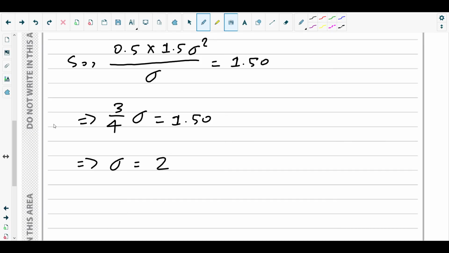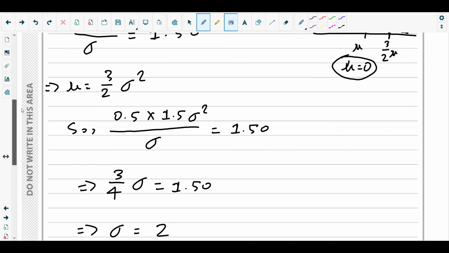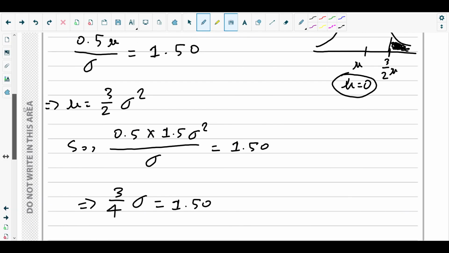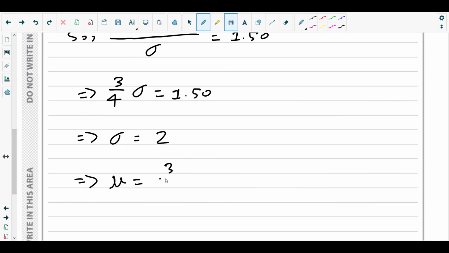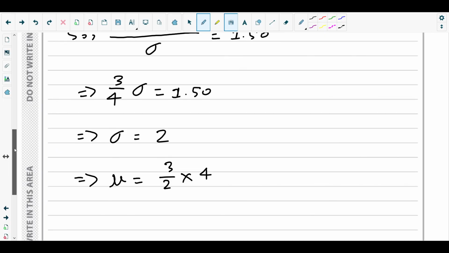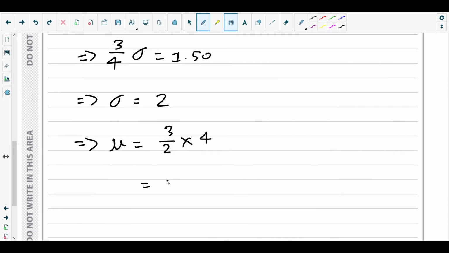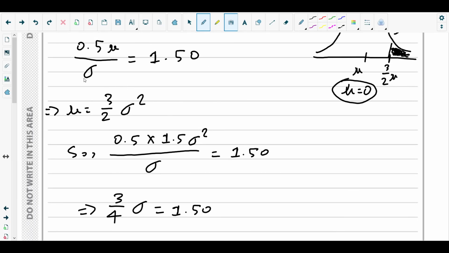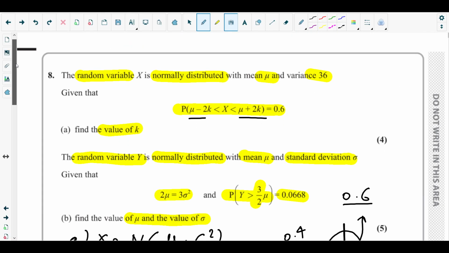Done. Next we need the value for mu. Since the question asked for the value for mu also, mu is the mean. So mu equals 3/2 sigma squared. So 3/2 times sigma squared, which is 4, would give you 6. The value for mu is 6. So sigma is 2 and the value for mu is 6. And that's what the question has asked for, and we found it.